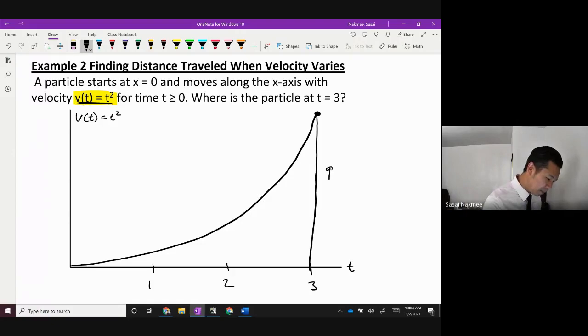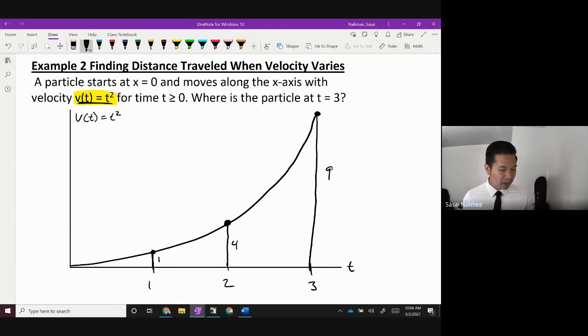All right, so check this out. What's this height right here at t equals 2? How tall is this thing? This thing is going to be a height of, you guys see it? 2 squared, or in other words, 4. And this right here at 1, that's going to have a height of 1 squared, which is just 1. So at t equals 1, velocity is going at 1 unit per time, and then at 2, it's going to go 4 units per time. And then this will be 9 units per time. Now, check this out.